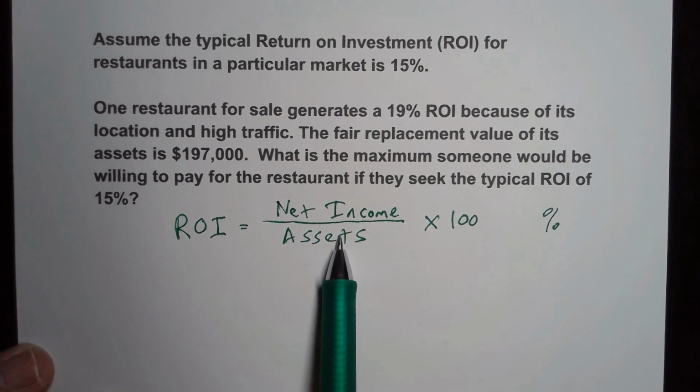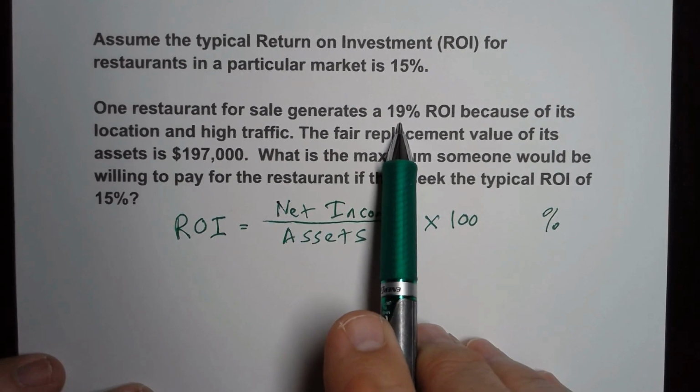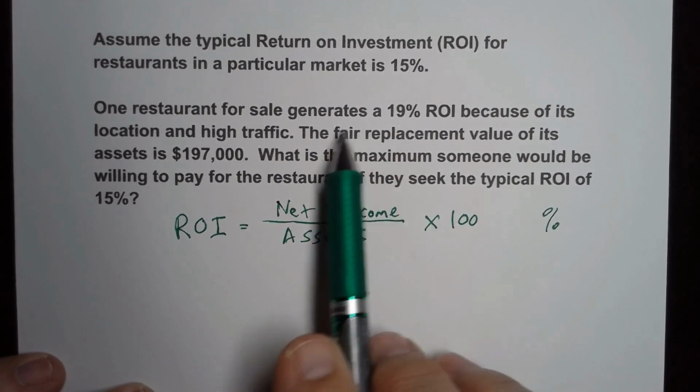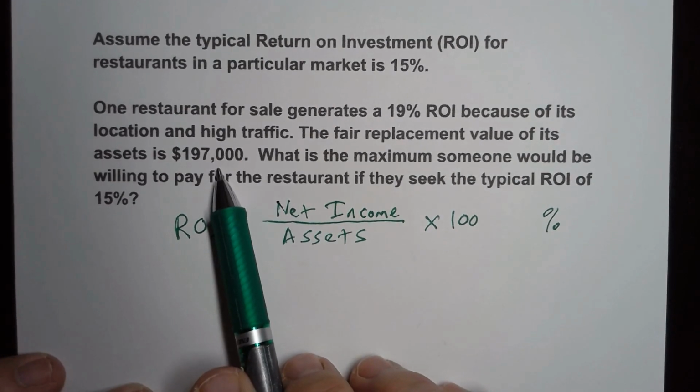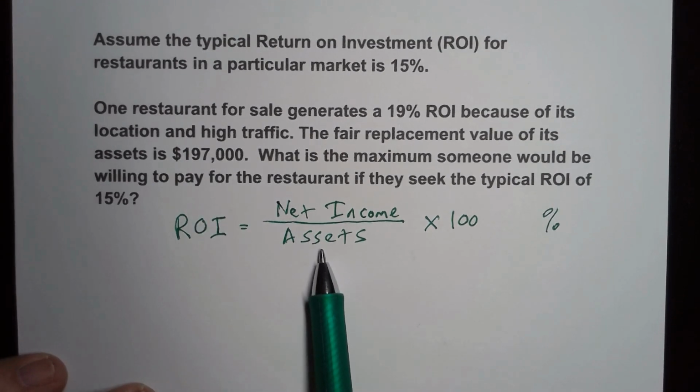In this case, what do we know? Well, we do know the ROI for this target restaurant. It is 19%. Do we know the assets? Yes, the fair replacement value. In other words, if you just went out and bought the range, the stove, the refrigerator, the tables, the chairs, all of that, it would cost $197,000 if you started from scratch. That's our assets.